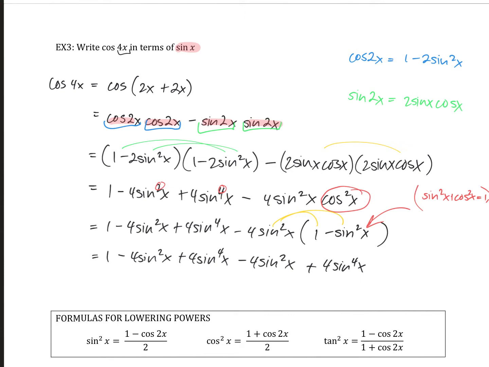Okay, so do we have any like terms? We do. We have the squares together. And we also have the 4th powers. So let's go ahead and write those in and add them. So we'll have 8 sine to the 4th x minus 8 sine squared x plus 1. And there we go. We've written cosine of 4x in terms of sine x.